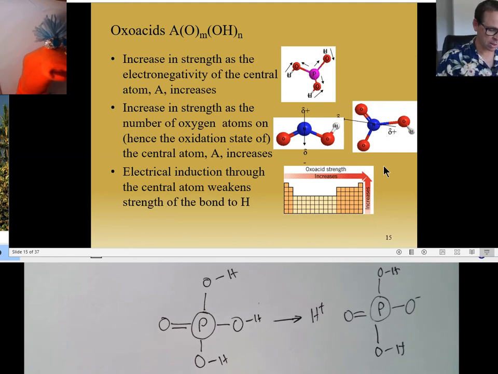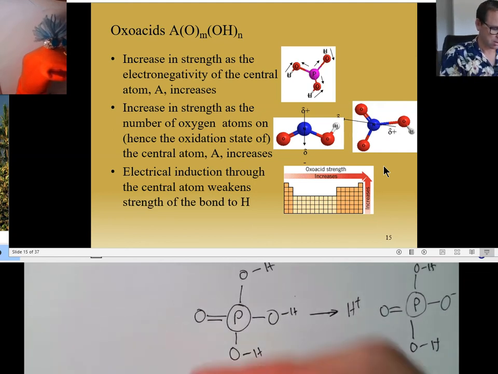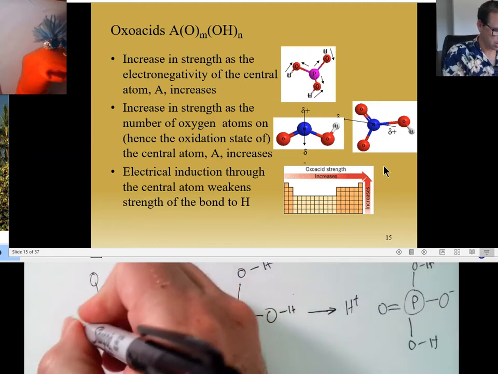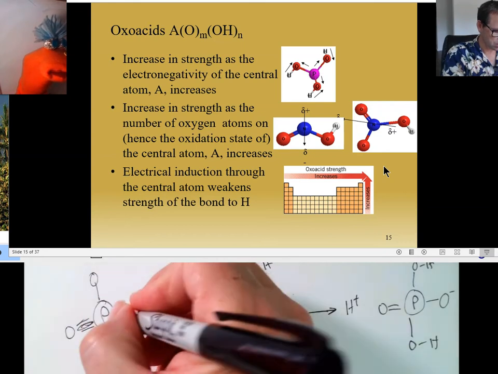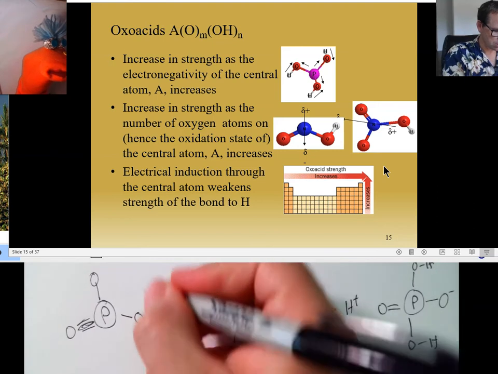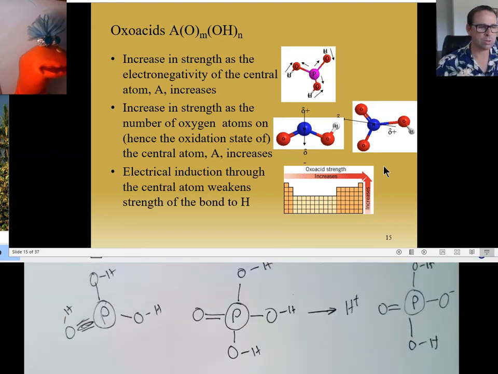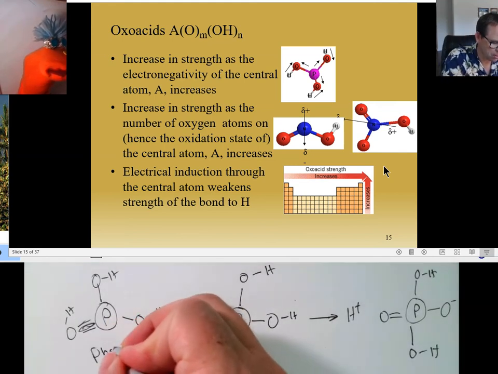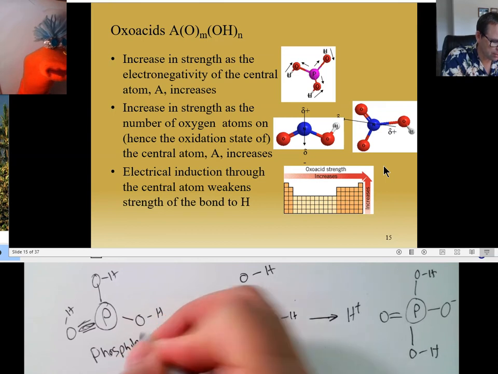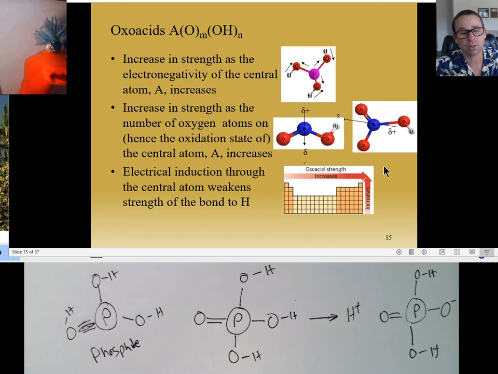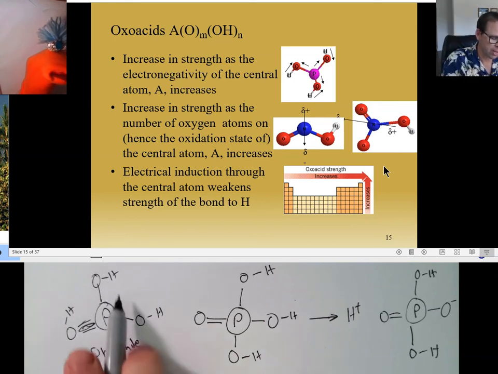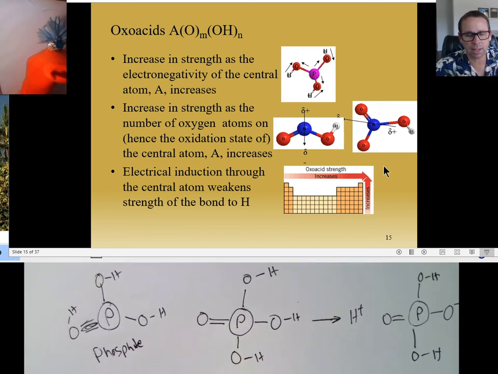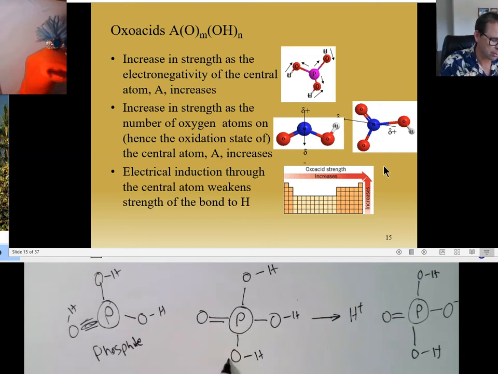Another way that we can think about strength of acids is comparing the number of oxygens around the same central atom. So this PO3 with 3 hydrogens on it, right? This is the phosphite ion with three hydrogens on it there, so therefore it's phosphorus acid. Phosphite ion with 3 hydrogens, phosphorus acid. Phosphate ions with 3 hydrogens, phosphoric acid. All right, so phosphorus acid, phosphoric acid.